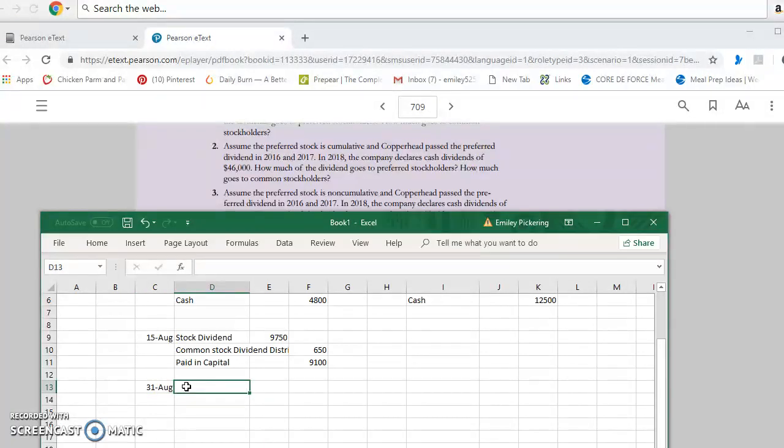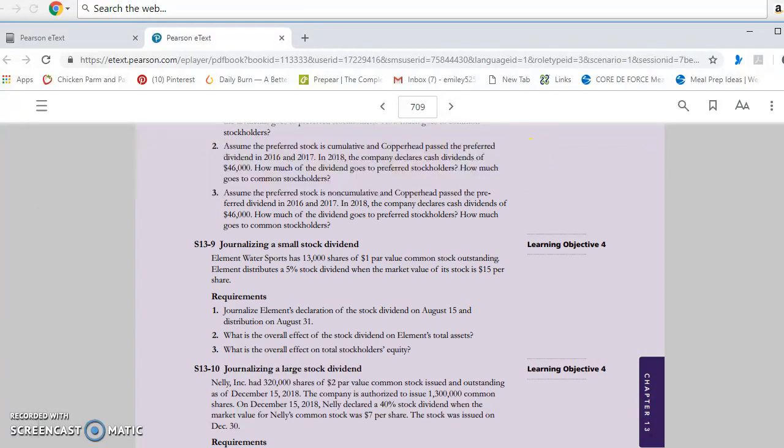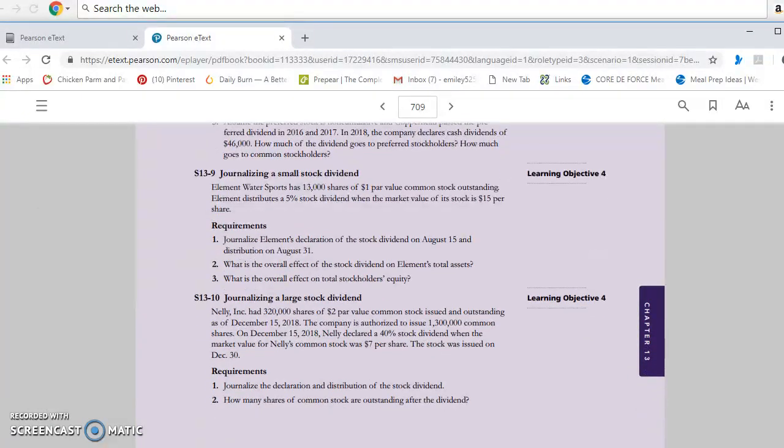And then when we actually pay it, I'm going to get rid of my common stock dividend distributable, which was $650. And then I'm going to increase my common stock, and I'll just put in here that it was $1 par value, $650.